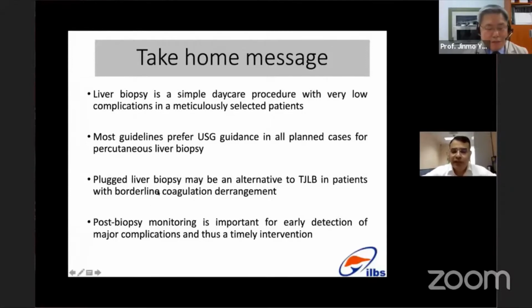So we need to see that it is borderline coagulation derangement, and if there is any gross coagulation derangement, then transjugular liver biopsy should be the answer. And post biopsy monitoring is important for early detection of major complications and thus timely intervention.